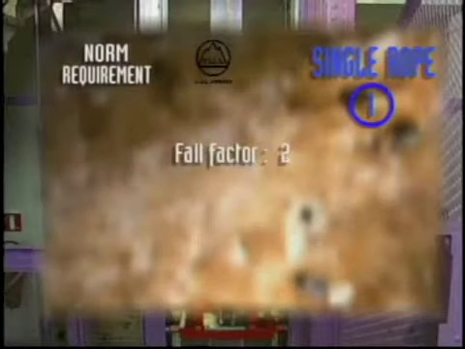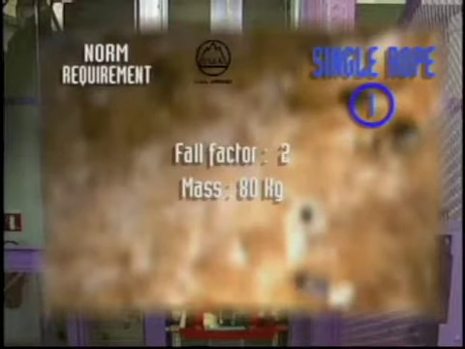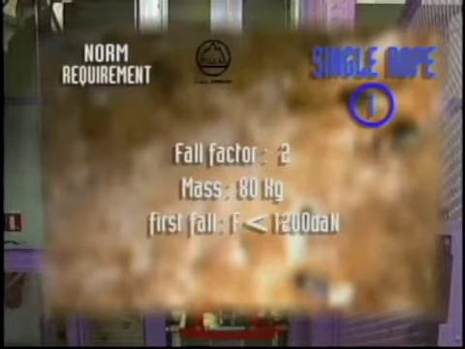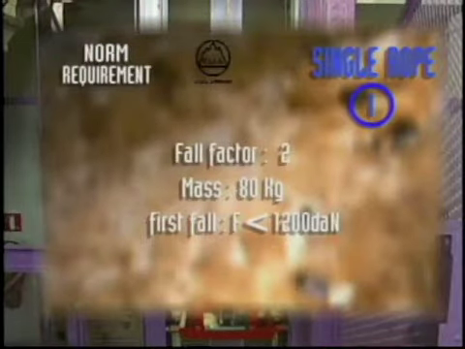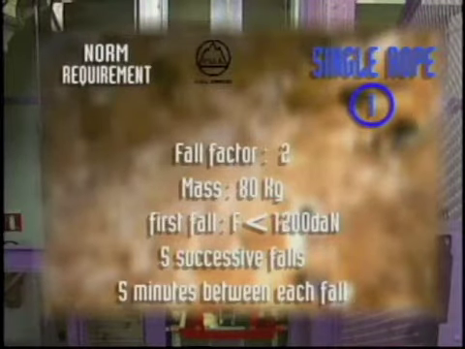For a single rope, the test is made at factor 2 with a mass of 80 kilograms. The impact force holding the first fall must be below 1,200 decanewtons. The rope must withstand a minimum of 5 falls, spaced at 5-minute intervals.